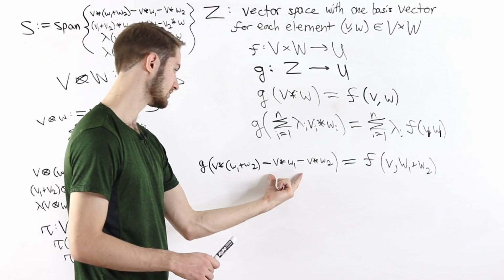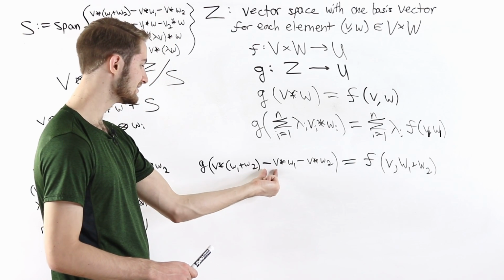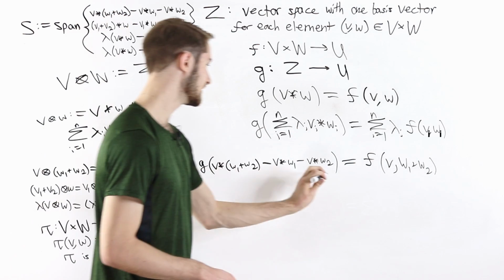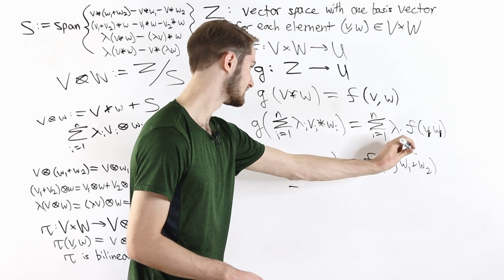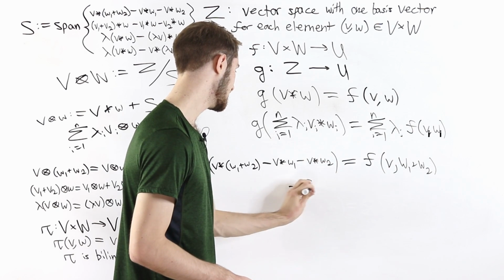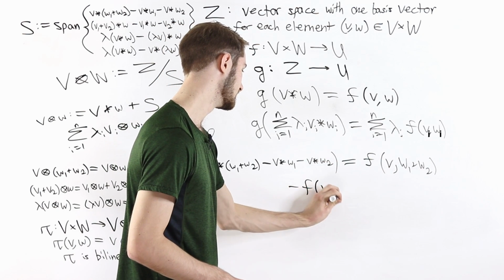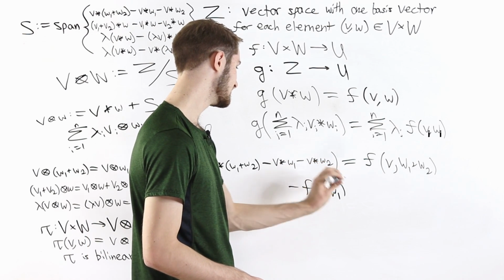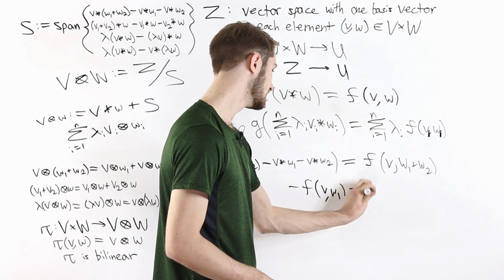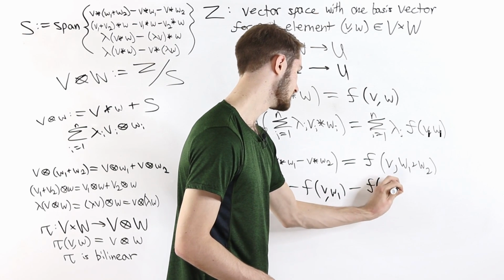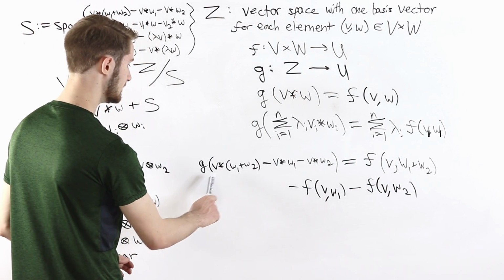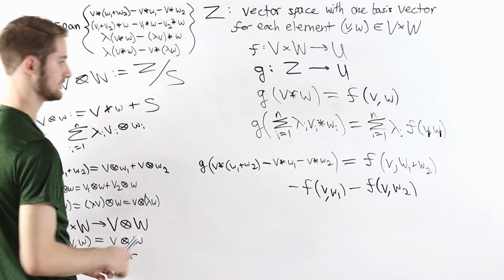Next, we look at the second term here. In this case, there is a scalar in front. It's -1. That's our lambda here. So the next term in the sum will be a minus, that's this scalar here, and then f of v comma w1. That's these two. And next, we have the third term. Again, the scalar in front is -1, and we have f of v comma w2. So this is the output for g applied to this first expression.